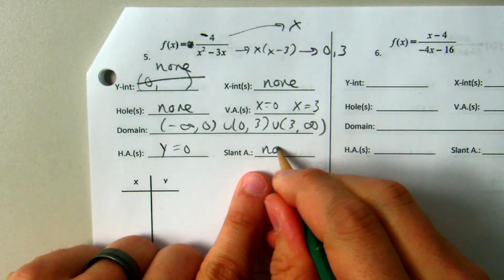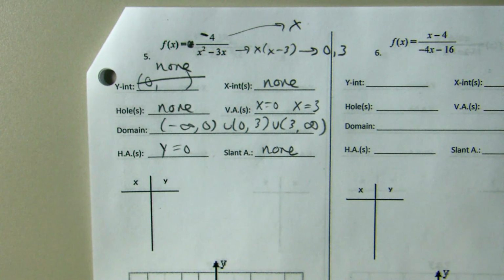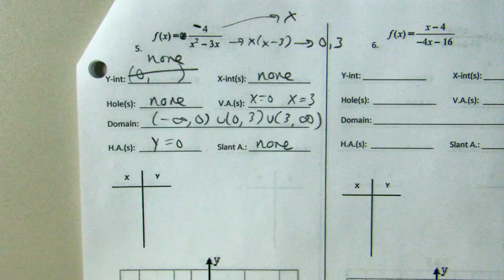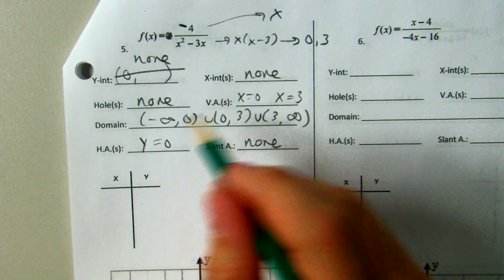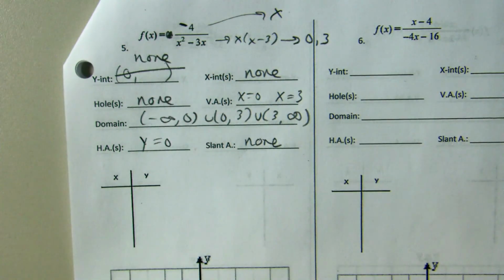And I know, without any work really, that there's no slant asymptote because the degree of the numerator is not 1 bigger than the degree of the denominator. I'm not doing any cheats there, it's just I know the rules, and all that stuff, and can apply it quickly and do it well.